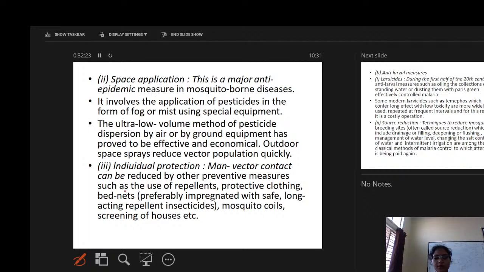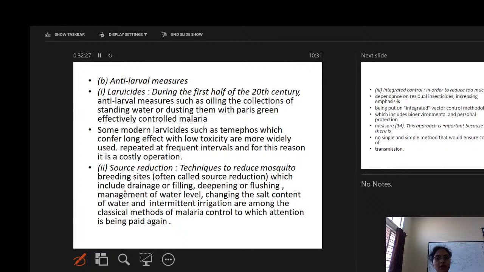You all know all this protective clothing and repellents and coils. Okay. Next, anti-larval measures. You have larvicides during the first half. All this is not there.